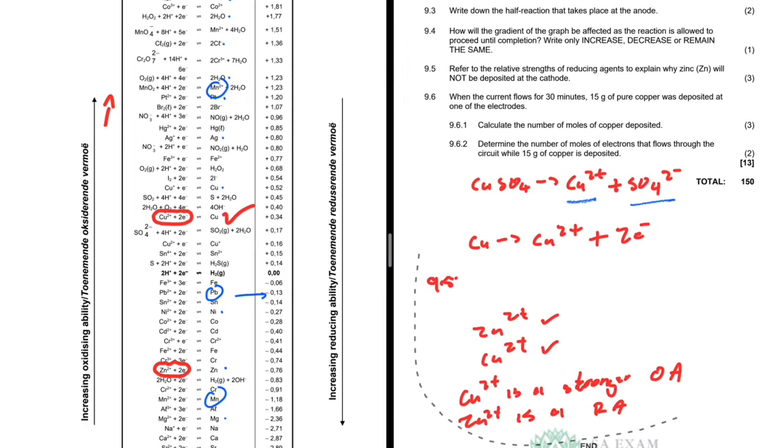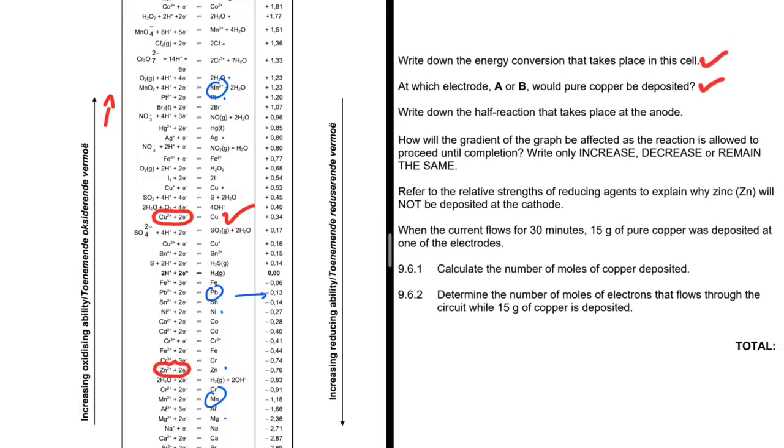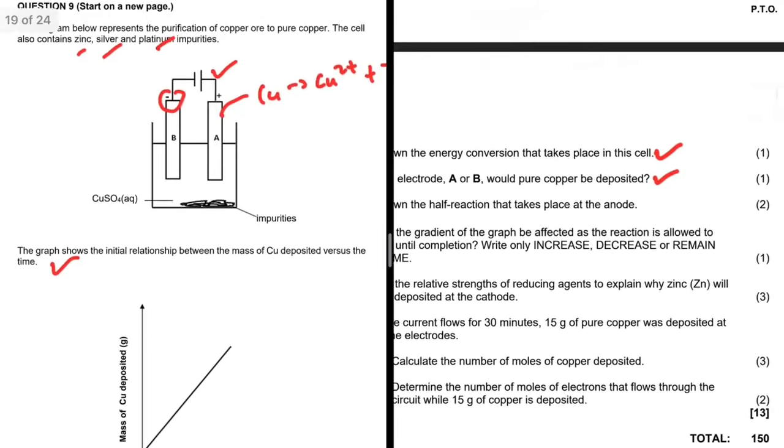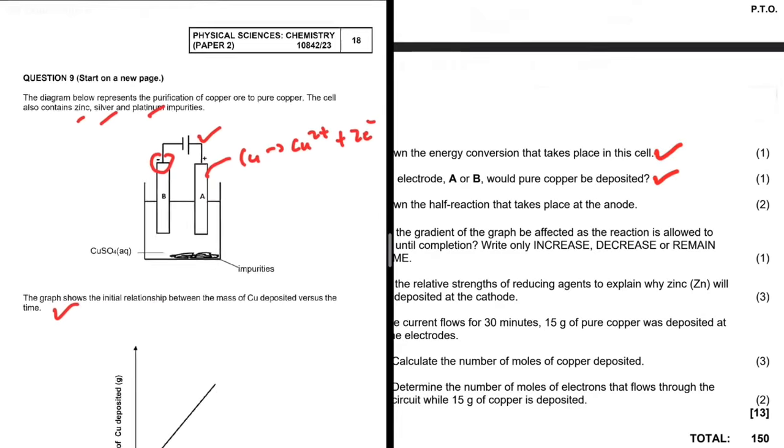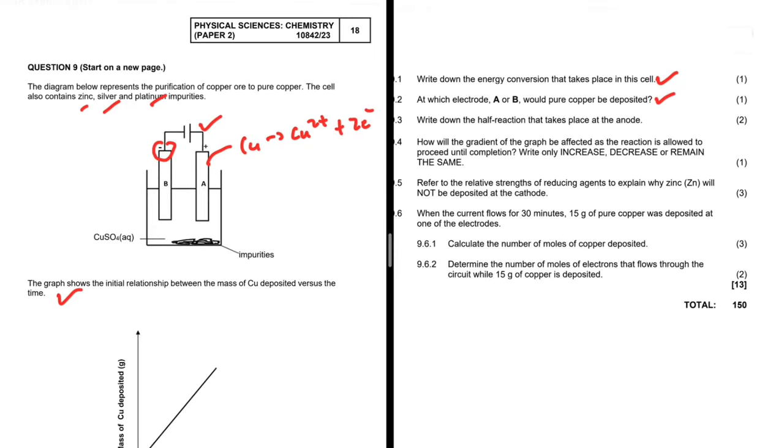Maybe I need to erase this going to 9.6 so that I can have a bit of space. So let's do that. Back to our diagram and back to 9.6. When the current flows for 30 minutes, 15 grams of copper was deposited at one of the electrodes. Okay, and then 9.6.1, calculate the number of moles of copper deposited.